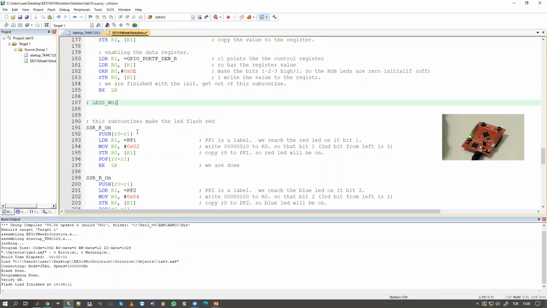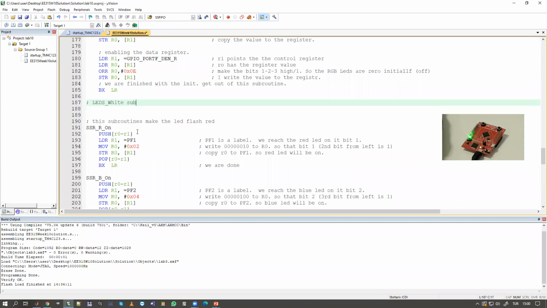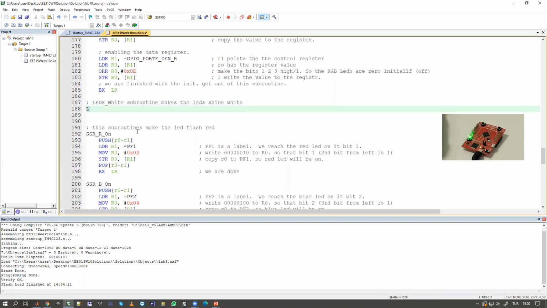LEDs white. I'm going to make the LEDs white. All white. The LEDs are doing some color change right now. Don't care about it. That's the code you're going to go. So LEDs white subroutine. This routine makes the LEDs shine white. Simple, right?